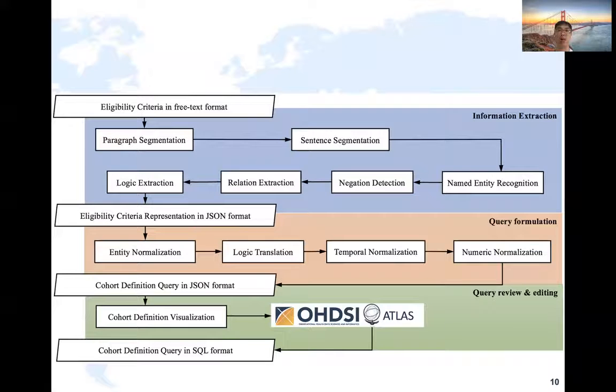This is a typical process of criteria query. We start from some free text, and then there's a bunch of NLP components, for example, named entity recognition, negation detection, relation extraction, and logic extraction. It will then generate some JSON format, which can be leveraged by the Atlas API to generate the SQL query, those OMOP compatible SQL queries. Then this can be used to query the database and return the cohort.